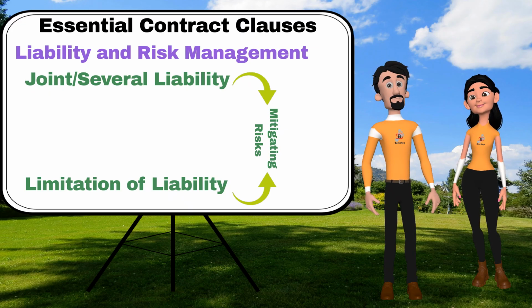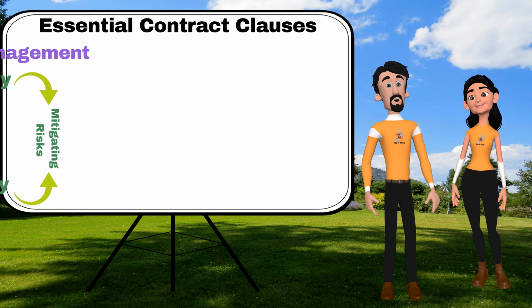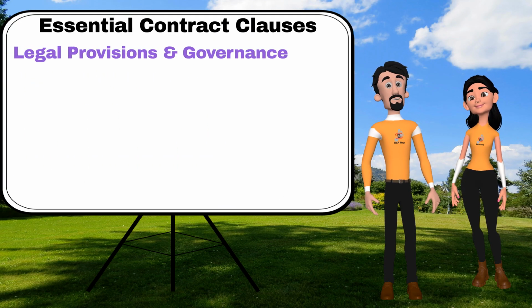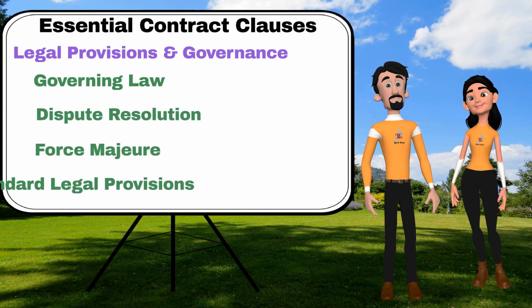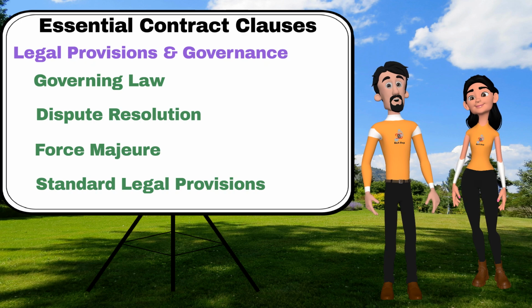And the legal side of things? The sixth section, Legal Provisions and Governance, covers governing law, dispute resolution, force majeure, and other standard legal provisions. For example, we'll explore how a governing law clause can determine which jurisdiction's laws apply in case of a dispute, or how a dispute resolution clause can provide for arbitration to resolve conflicts efficiently.